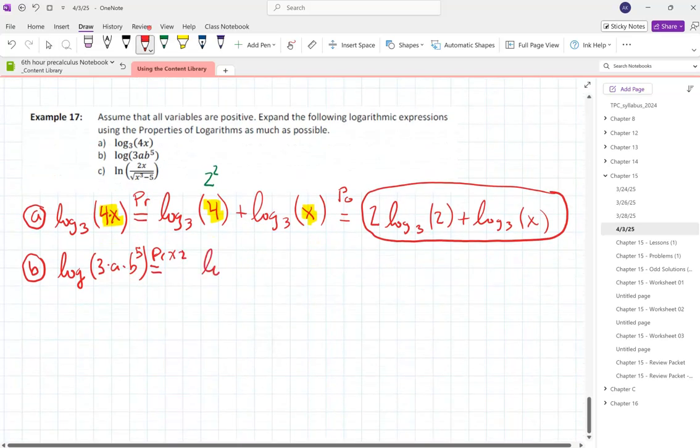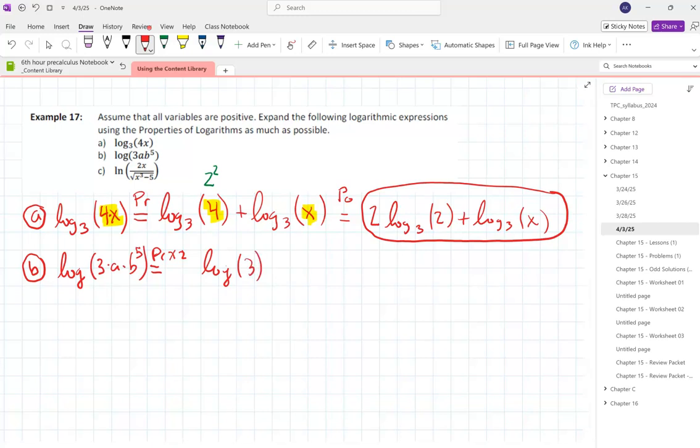So this is going to turn into log of 3 plus log of a plus log of b to the 5th. So everywhere there was a multiplication symbol just becomes a plus sign and then a new logarithm around that number. Everybody's good?